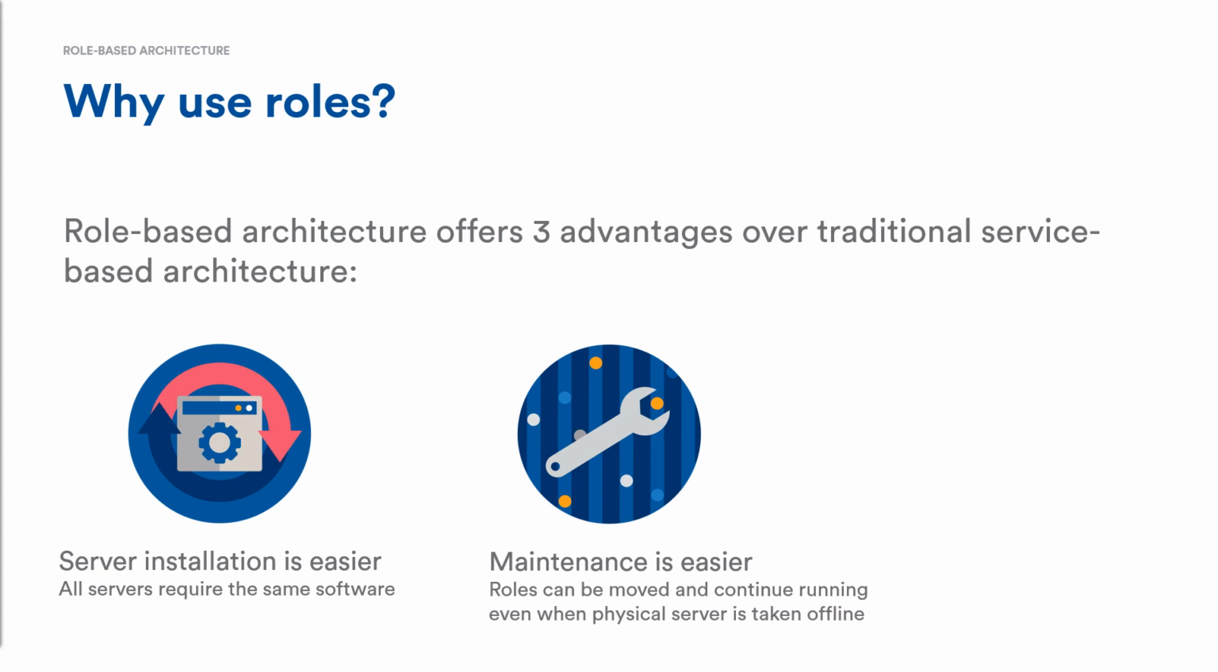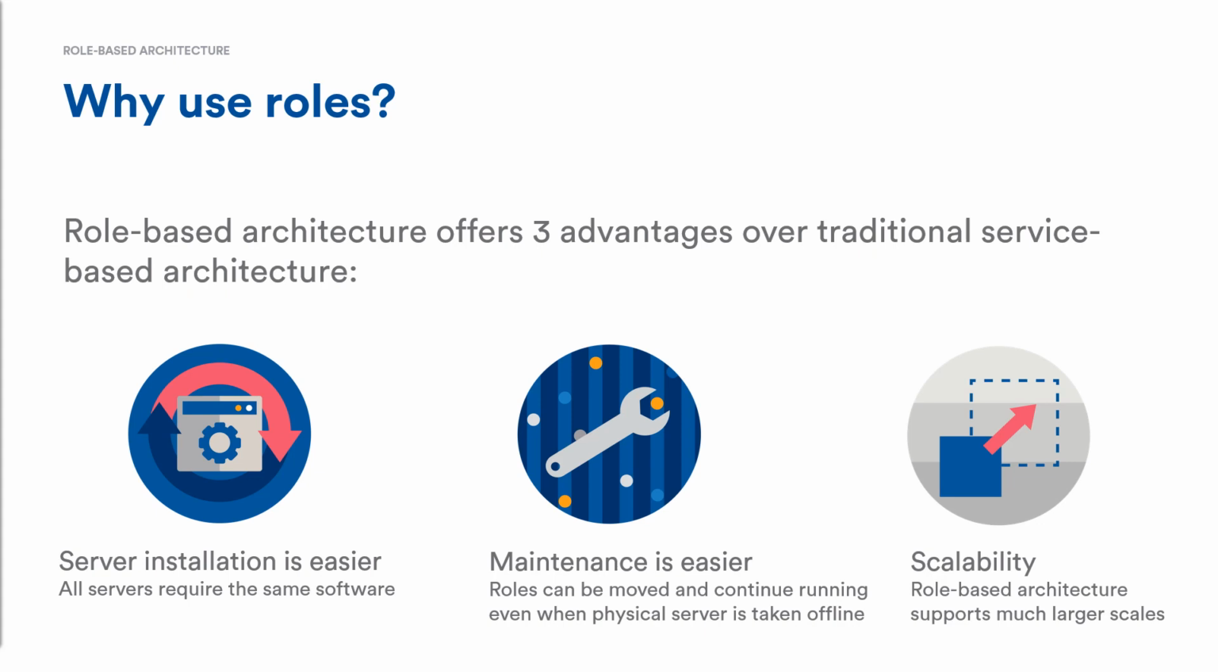2. Maintenance of a running system becomes easier. If I need to upgrade the RAM on my report manager, for example, I can simply move that role to another server, take the initial server offline, do the hardware upgrade, bring it back online, and then move the report manager role back to its original server. When all servers have the same software, you can move roles around from one server to another.